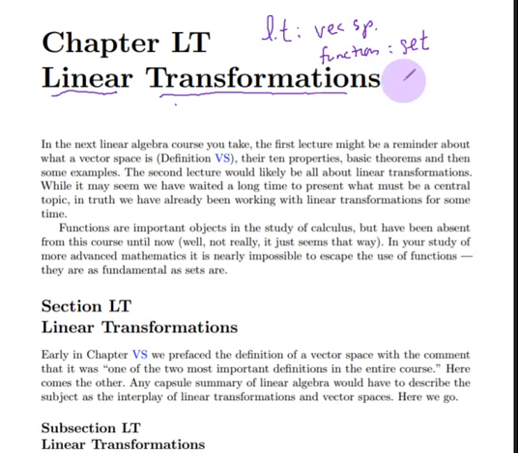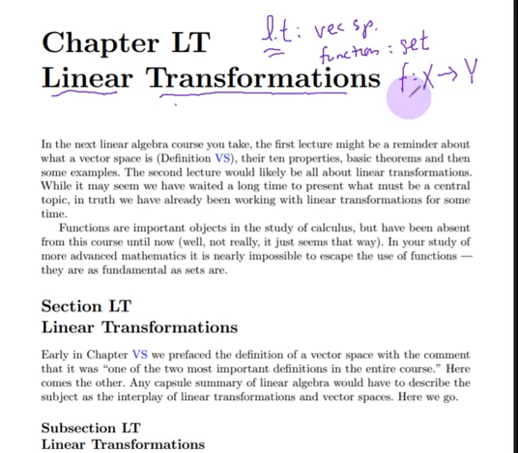We know that if we have a function f, you have the domain, and you have the codomain, or the range is a subset of the codomain. Linear transformations are similar. Linear transformations take you from one vector space to another vector space.